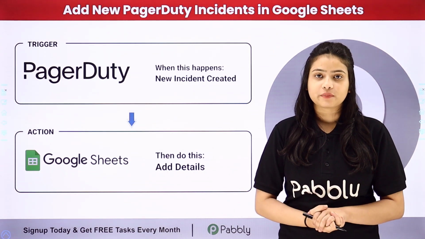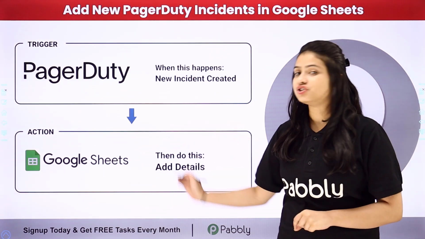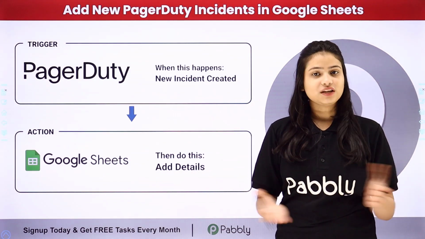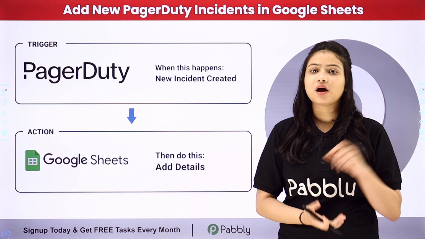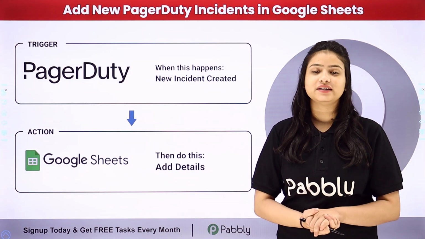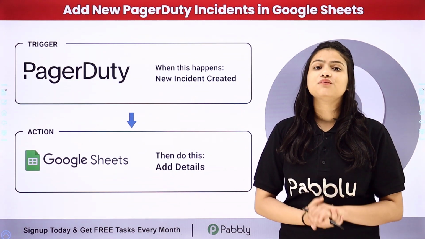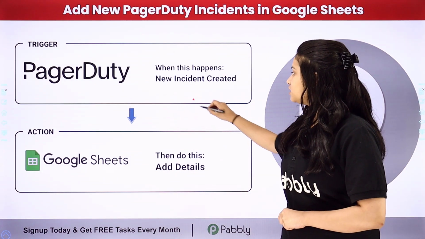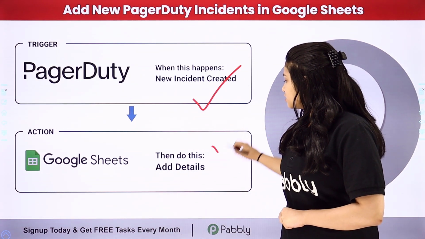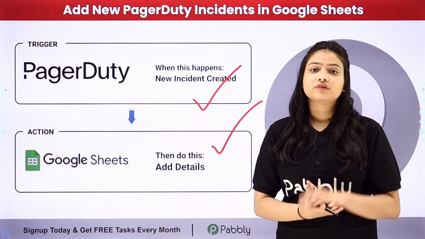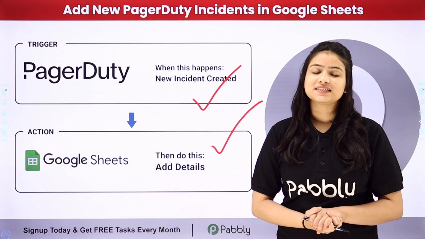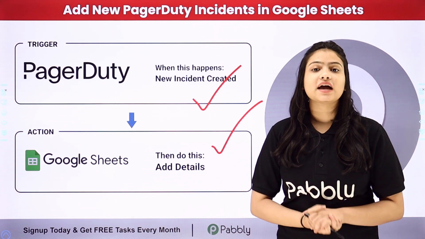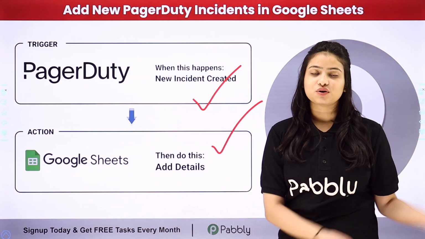For this, we will have to set up a connection between PagerDuty and Google Sheets, and we are going to do that without any coding or programming skills with the help of Pabbly Connect, which is an amazing automation and integration software. Pabbly Connect works on two principles, trigger and action. In trigger, we are going to take PagerDuty, and in action, we are going to take Google Sheets. We will simply connect both of them with the help of Pabbly Connect to automate this entire process. To learn this entire automation step by step, let me take you all to my screen.